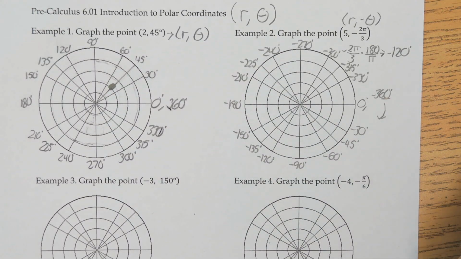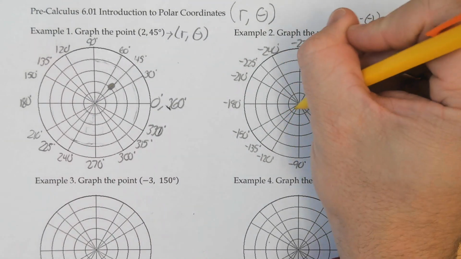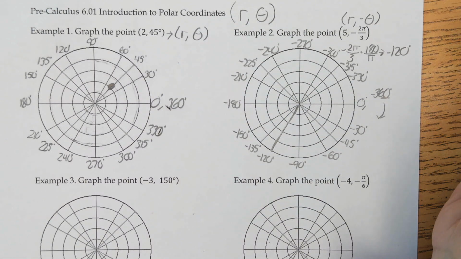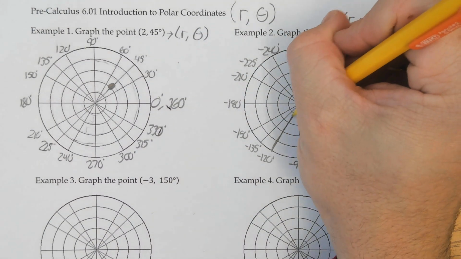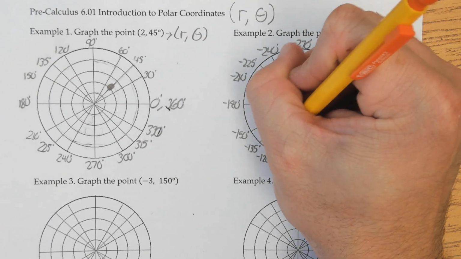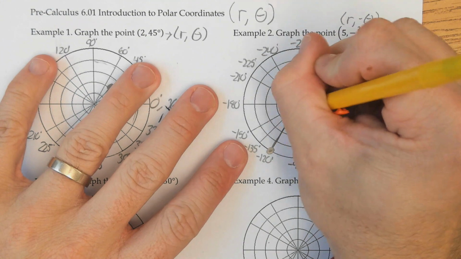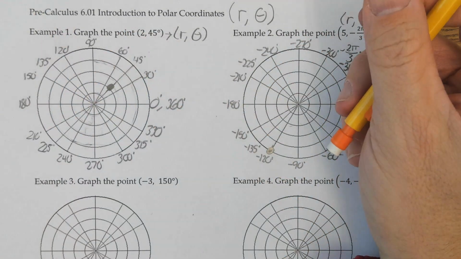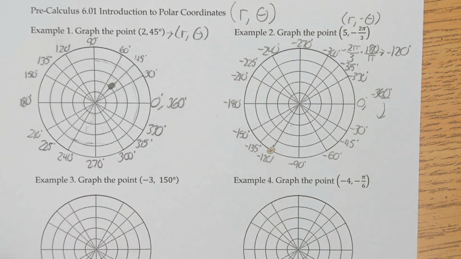So it's the same kind of process as number 1. We're going to find that negative 120 spoke, which is right there. And then we're going to go down. It says 5, right? So 1, 2, 3, 4, 5 rings, and there you go. So there's our first 2.